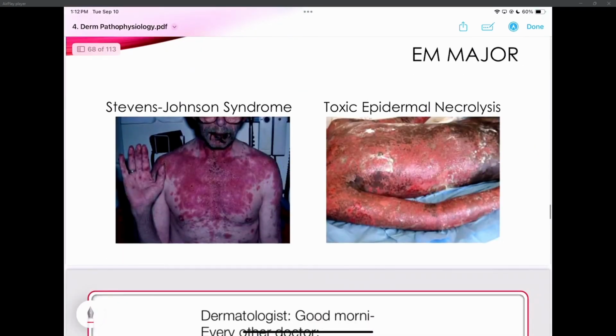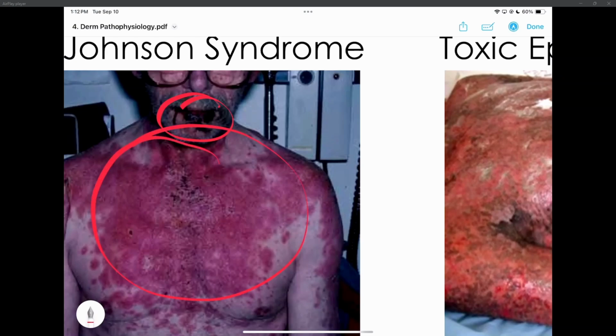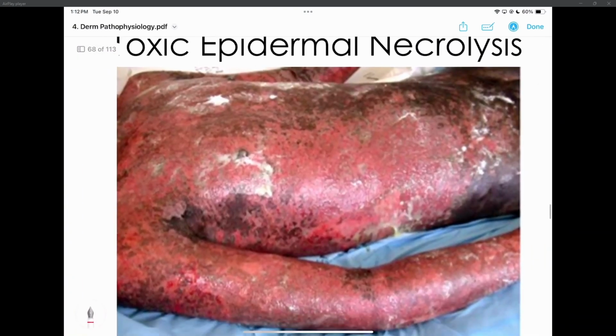So this is your Stevens-Johnson. If you look at his mouth in this picture, you can see all that involvement in the mucosal layers. You can't see his eyes, we don't know, but obviously severe skin necrosis going on. This is Stevens-Johnson. Here's your toxic epidermal necrolysis. That looks like a burn. And you treat them like a burn victim, but it's not.